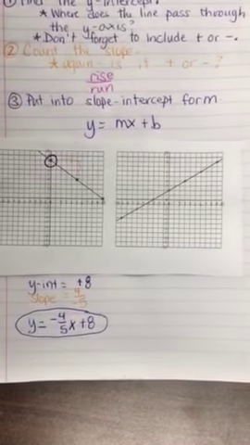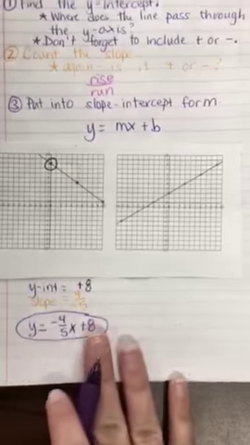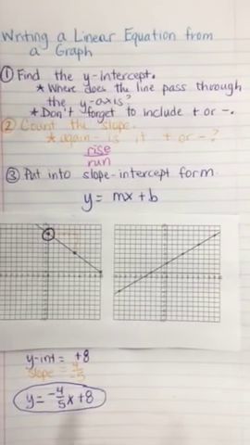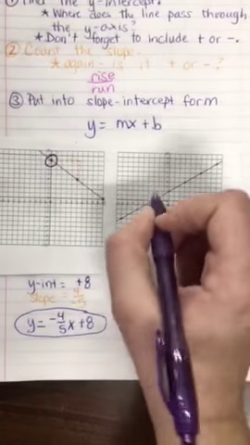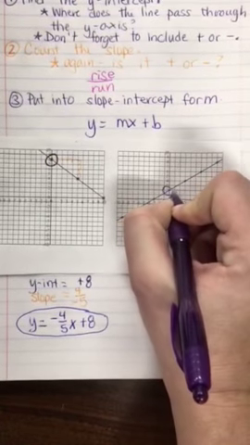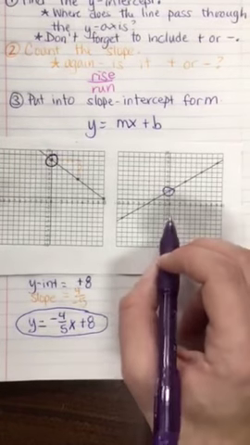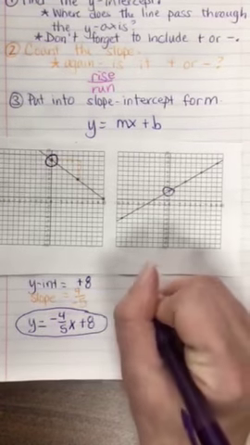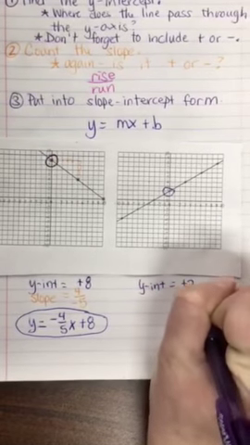Okay, let's do the second one. The second one, we're going to start up again here with our first step. Find the y-intercept. So where does my line pass through the y-axis? Remember to decide if it's positive or negative. So here I can see clearly that my line passes through at a positive 2. It passes through this y-axis at a positive 2. So my y-intercept is positive 2.